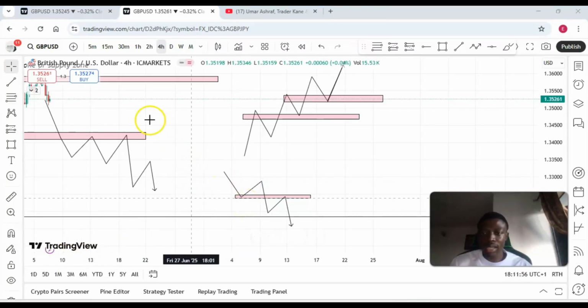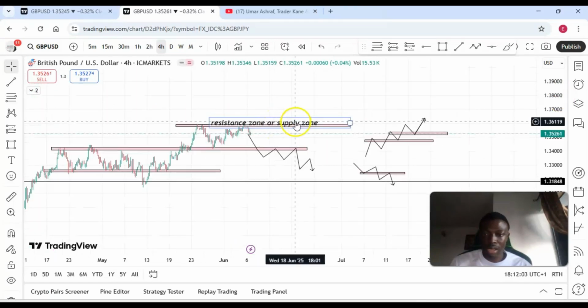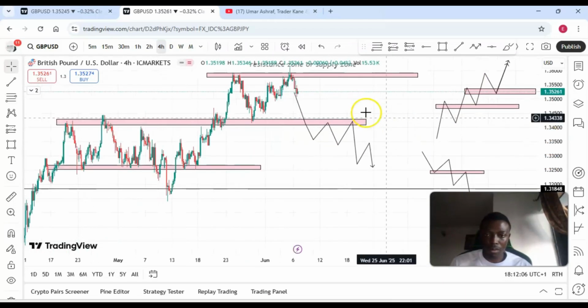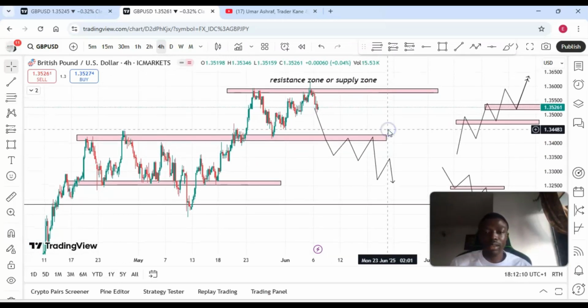So this is just a practical example we have on this chart. This is a 4 hours time frame. Another thing to take note of is that you can have major zones on a higher time frame like the 4 hours time frame, but you have smaller zones on smaller time frames.